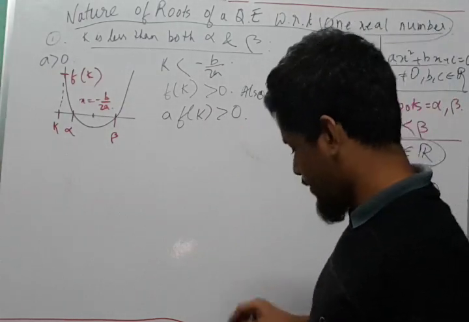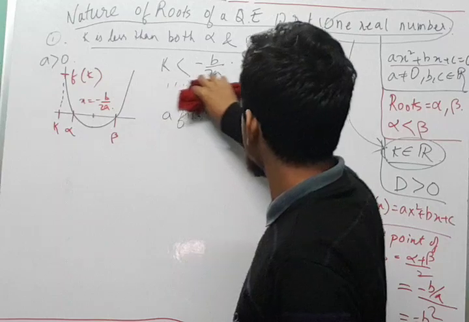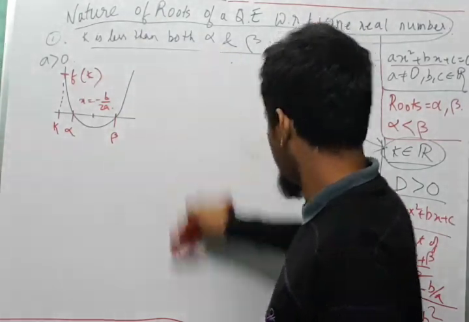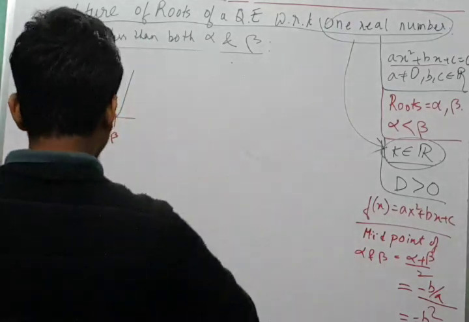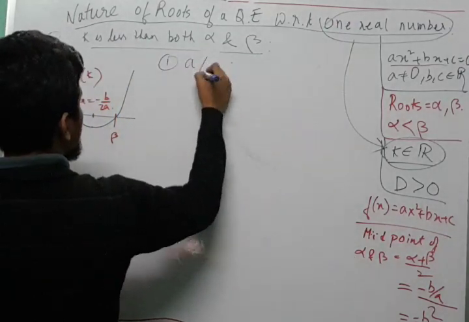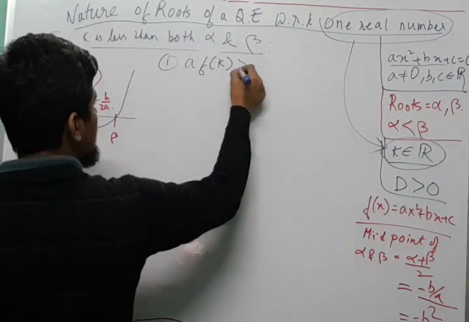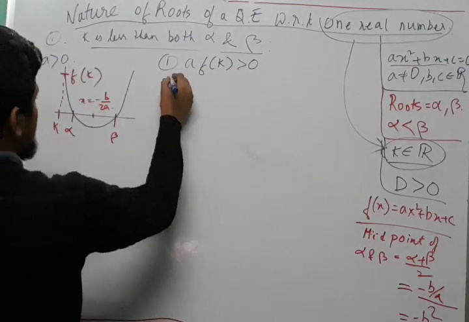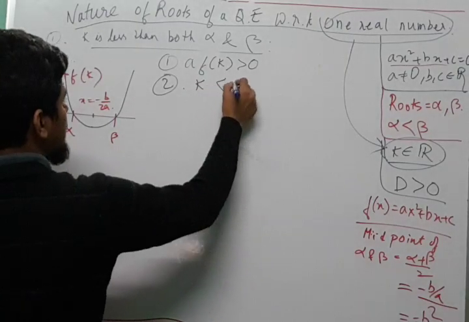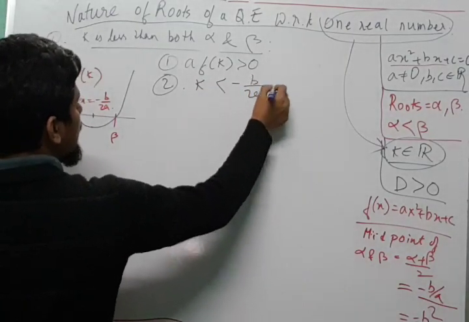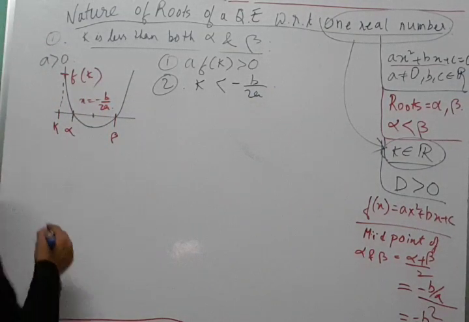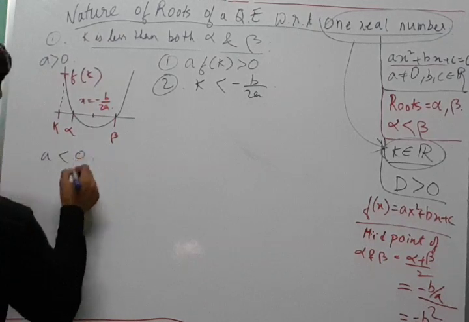So basically we can drop this point, and ultimately the two conditions that we'll get are, first, a into f of k is greater than 0, and second, k is less than minus b by twice a. So these are the two conditions. And now what happens when a is less than 0?